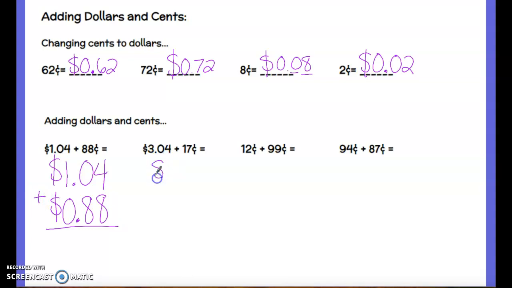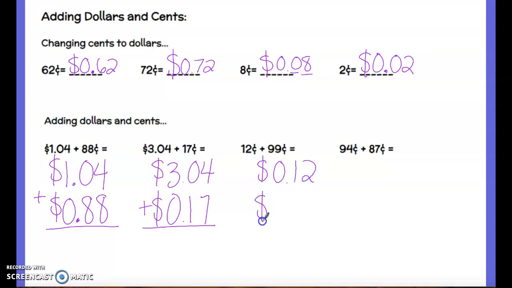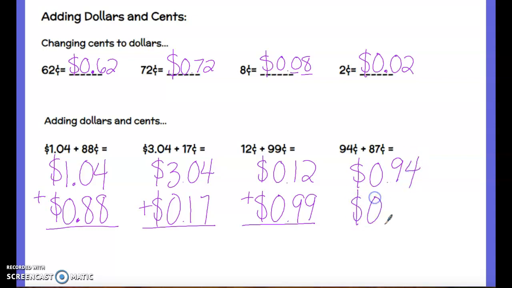Same thing here, $3.04 plus 17 cents, keeping those things together. The next one is cents and cents together. You have 2 options here. You can just add those up, but what you should do, because they want them in dollar form, would be to write 0.12 and 0.99, then 0.94 and 0.87.